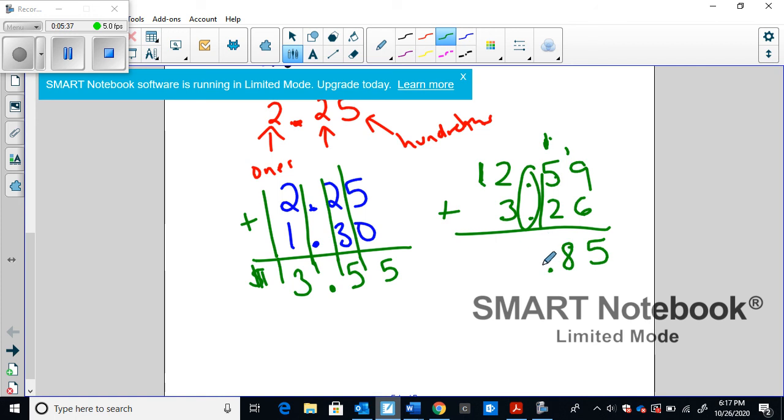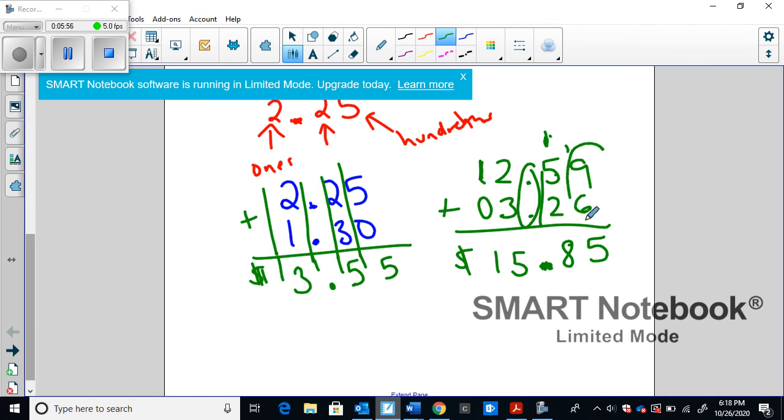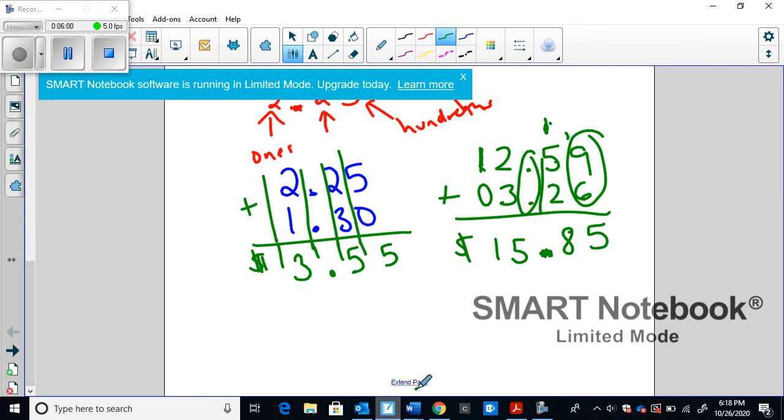The decimals stay in line here. 2 plus 3 is 5. 1 plus, and there's a 0, a little imaginary one there. If we don't see a number, okay, we can pretend that there's a 0 there. Okay, 1 plus 0 is 1. So we would have $15.85. Okay, so I just wanted to remind you guys how to carry the 1 over when we're adding our decimals.